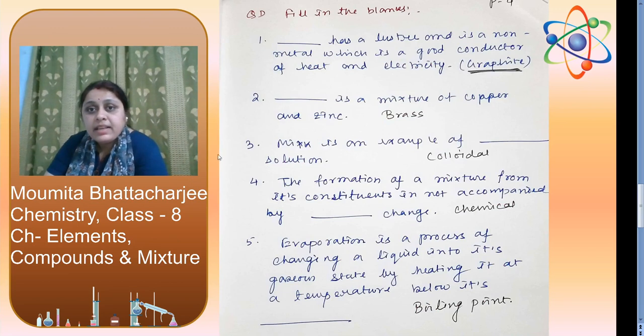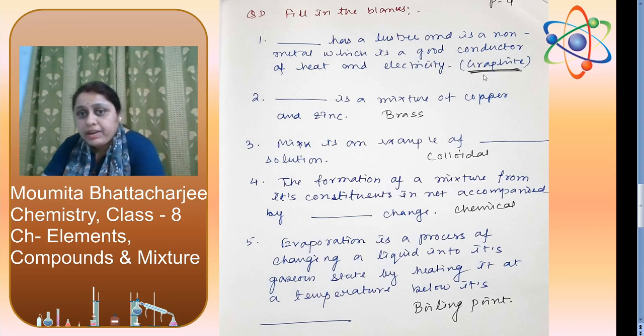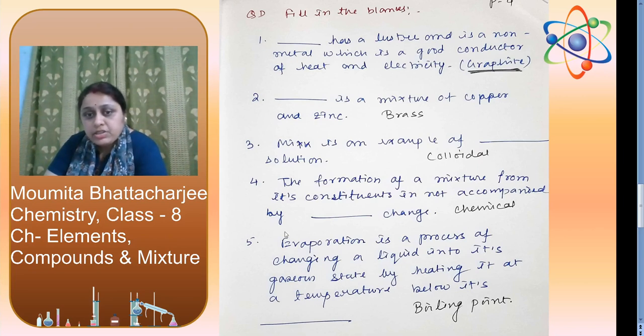Fill in the blanks. Dash has a luster and is a non-metal which is a good conductor of heat and electricity. Answer will be graphite. Next one, brass is a mixture of copper and zinc. Third one, milk is an example of a colloidal solution. The fourth one, the formation of a mixture from its constituents is not accompanied by chemical change. And fifth one, evaporation is a process of changing a liquid into its gaseous state by heating it at a temperature below its boiling point.